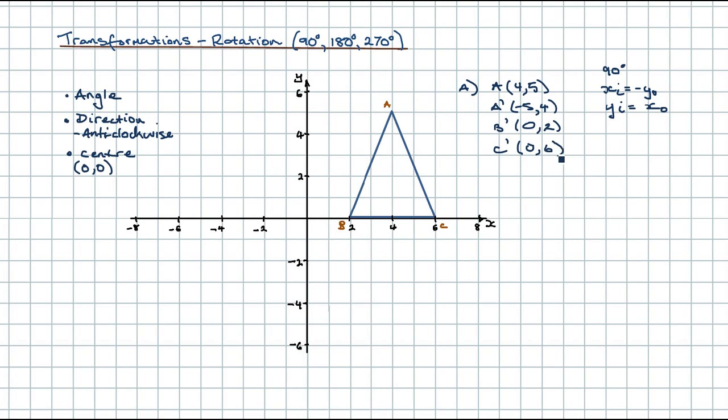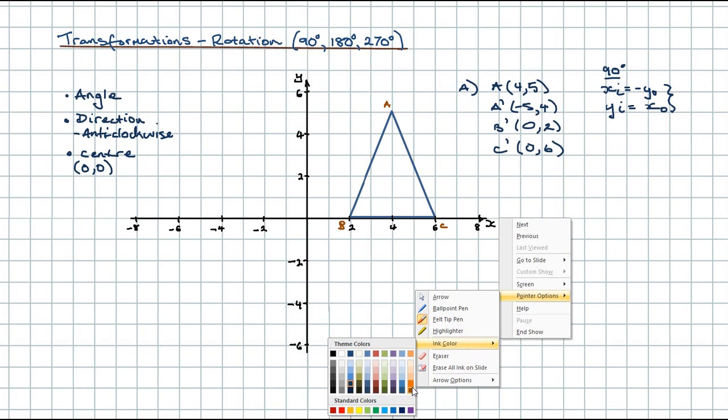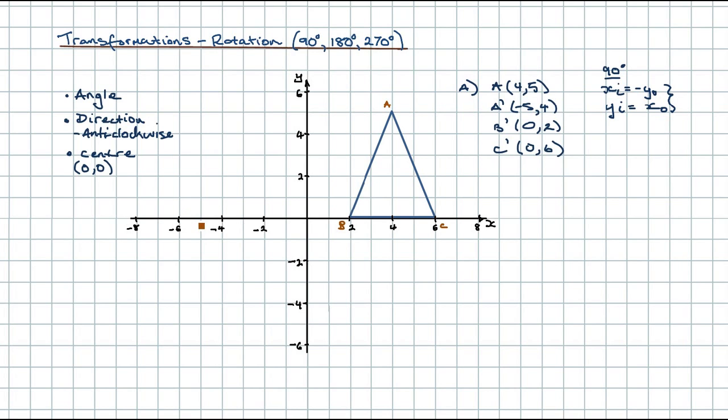Okay, so that's a quick way of getting the new coordinates of the image, simply by following this formula for the 90-degree rotation. Okay, let's plot them on our graph and see if it looks like a 90-degree anti-clockwise rotation. So A' is minus 5, 4, so minus 5, 4, so that should be here. So that's A'.